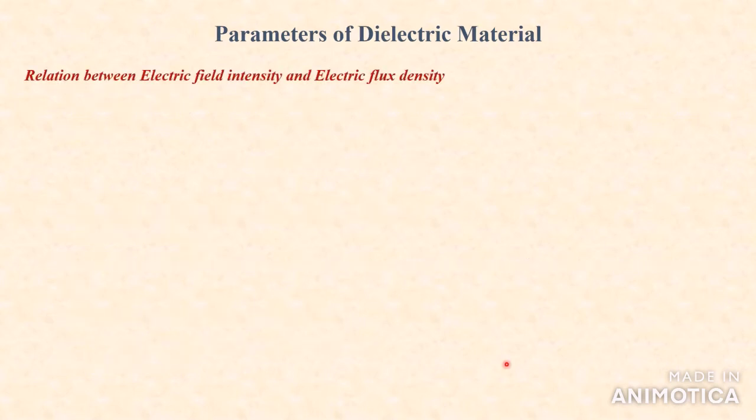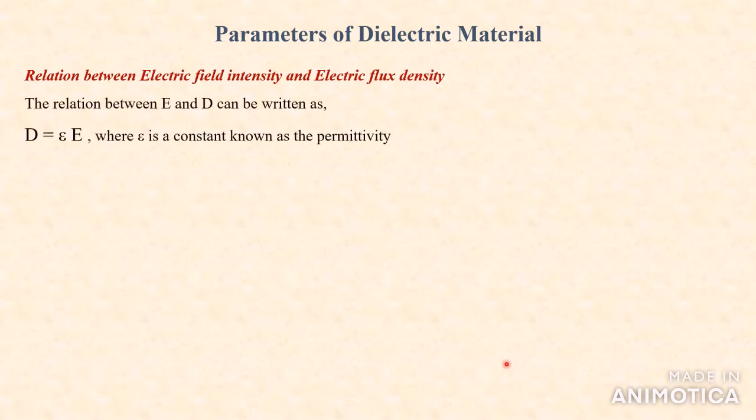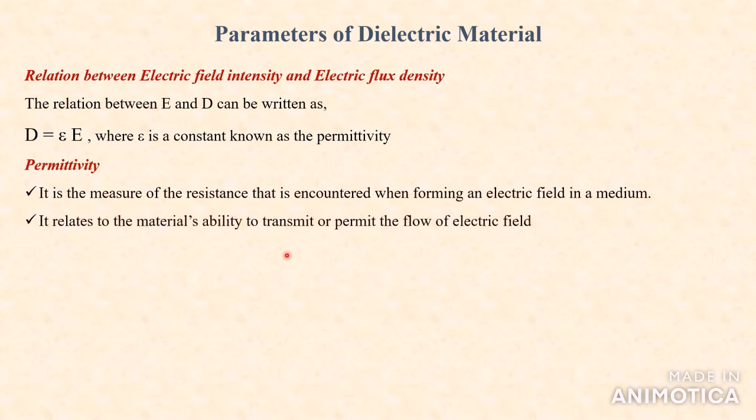So next we'll see what is the relationship between electric field intensity and electric flux density. This electric flux density D is directly proportional to the electric field intensity. Okay, D is directly proportional to E. So this can be written as D is equal to epsilon into E, where epsilon is a constant known as permittivity. Permittivity is nothing but the property of the material to transmit or permit the flow of electric field. That is the material's ability to transmit the flow of electric field. It is also the measure of the resistance that is encountered when forming an electric field within a medium.